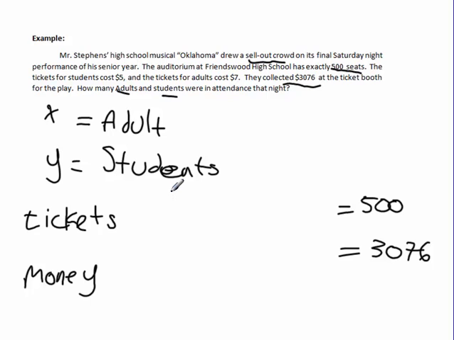The total number of adults and students, well, if I add the number of adults plus the number of students, I should get to 500. So this one gives me X plus Y equals 500. Now, how much did they make for each adult ticket sold? It's $7. So we have 7X, and it was $5 for students, so 7X plus 5Y equals 3,076.